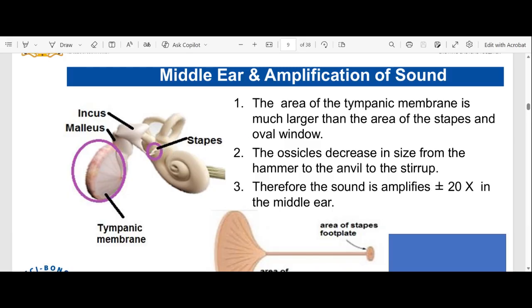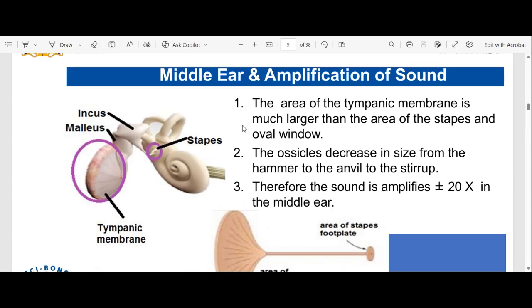So what happens? The area of the tympanic membrane is much larger than the area of the stapes and the oval window. As you can see here, the area of the tympanic membrane is much larger than that of the oval window and the stapes. The tympanic membrane has a larger size as compared to the stapes.